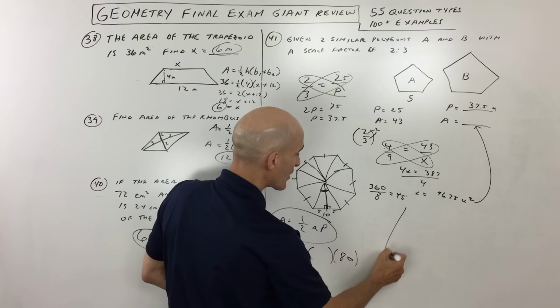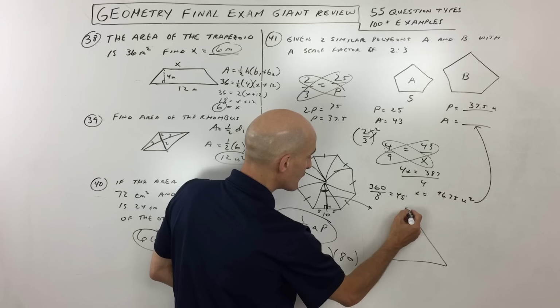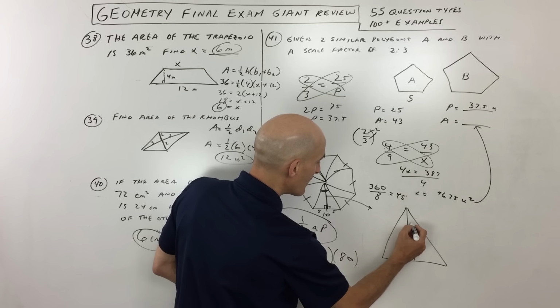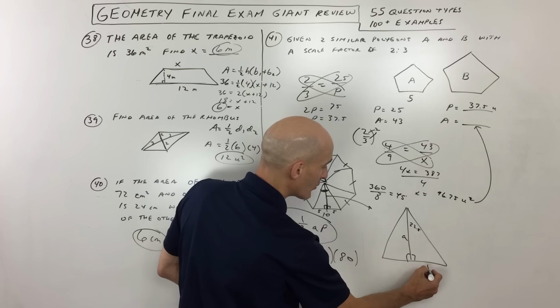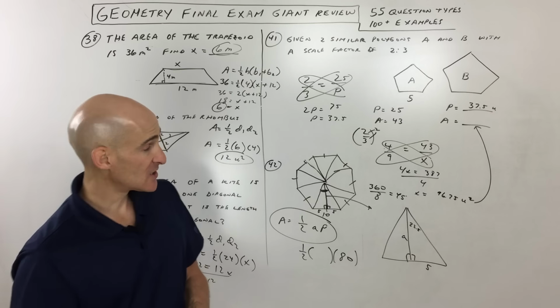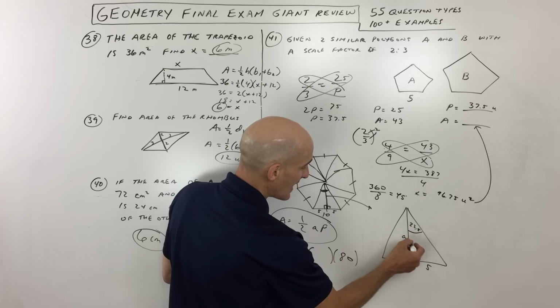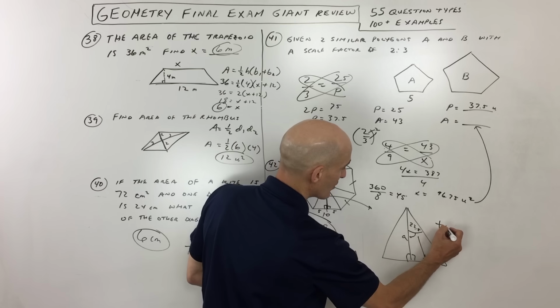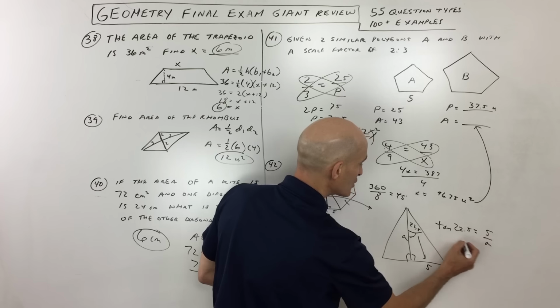So let's see if I can draw this triangle a little bit larger for us so we can see what this looks like. So this was originally 45. We bisected it. That means that this is 22.5. This is our apothem. It's the height of the triangle. And this is 5. Okay, so what we're going to do now is ask ourselves what trig function ties together this angle, this side, and this side. Well, we've got opposite and we have adjacent. That's tangent, right? So the tangent of 22.5 equals opposite over adjacent.